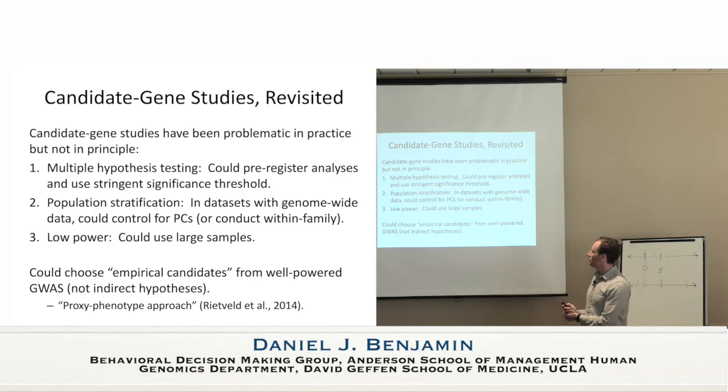One way to do them better is, instead of relying on hypotheses that are pretty flimsy, you could choose empirical candidates, by which I mean GWAS hits from related phenotypes, and then study how well they're associated with some other phenotype that you're interested in.